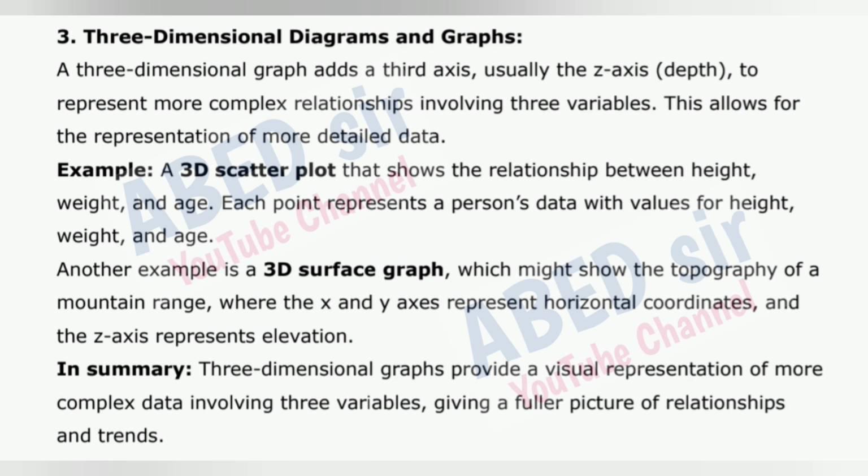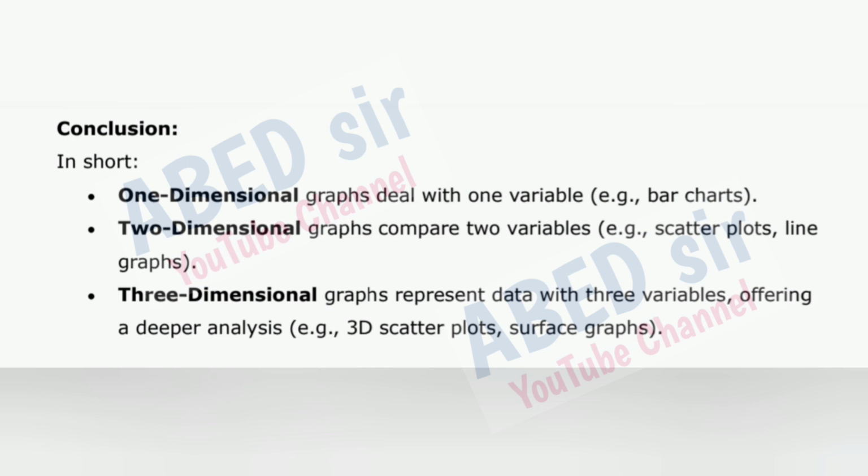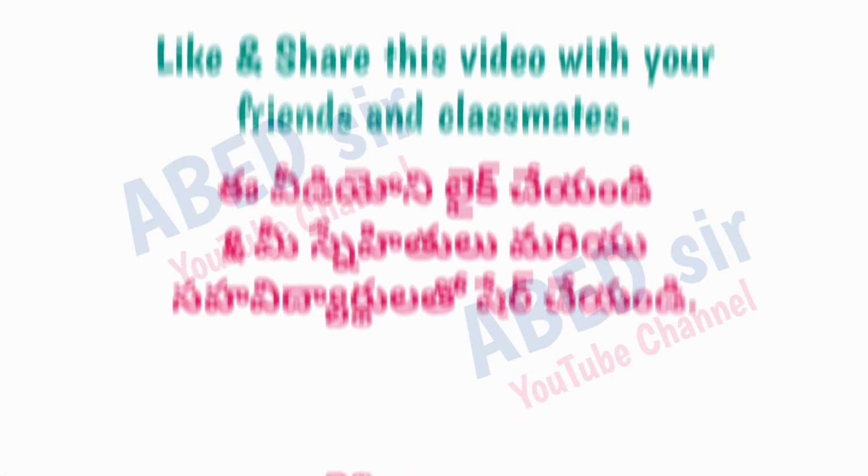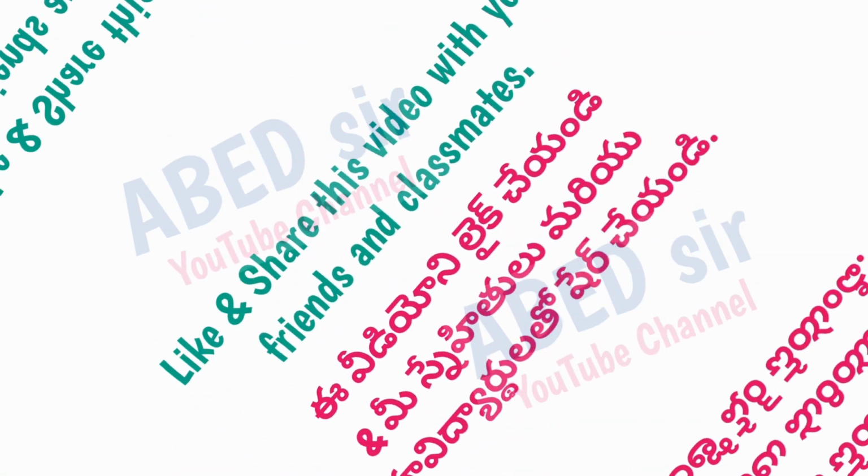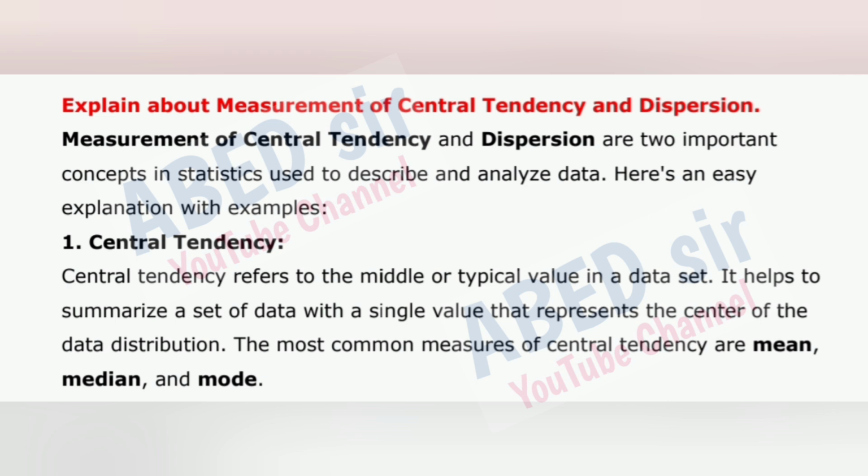Conclusion. In short, one-dimensional graphs deal with one variable, example, bar charts. Two-dimensional graphs compare two variables, example, scatter plots, line graphs. Three-dimensional graphs represent data with three variables, offering a deeper analysis, example, 3D scatter plots, surface graphs. Next important long question is: explain about measurement of central tendency and dispersion.